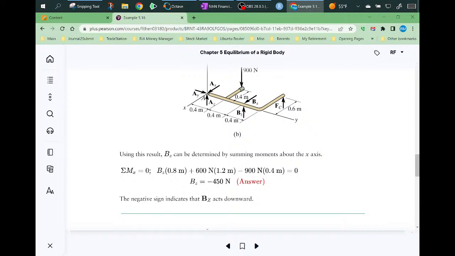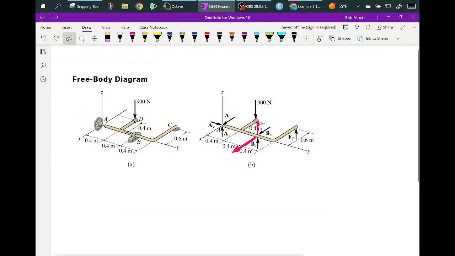Some moments about the X. Now, this is going to be such that, it takes me a minute to look at this, but I don't see where this can't take a moment that way. This has a ball here. So to me, this three-dimensional structure has a bearing here welded to the ground.